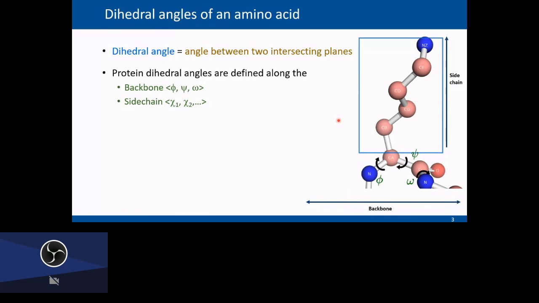In order to address these limitations, we introduce a new set of statistical models that model the joint distribution of phi, psi, and chi dihedral angles. Shortly, we call these models PhysiCal. PhysiCal models are based on a minimum message length information theoretic framework. In PhysiCal, we model the joint distribution of backbone and sidechain dihedral angles.